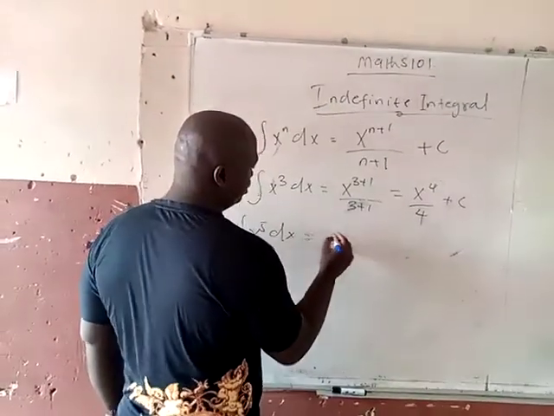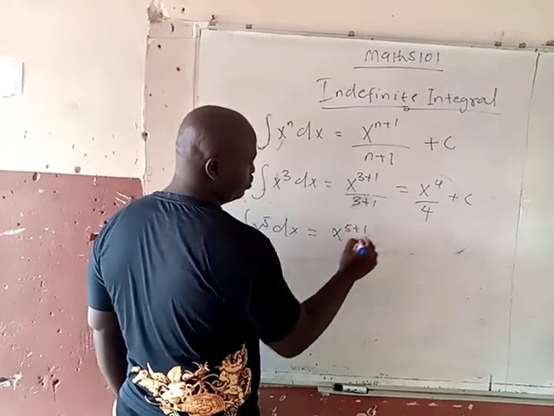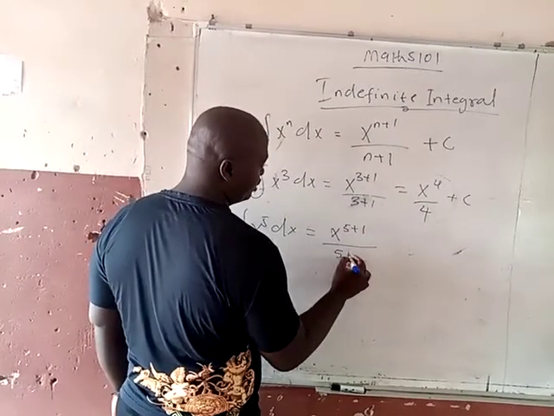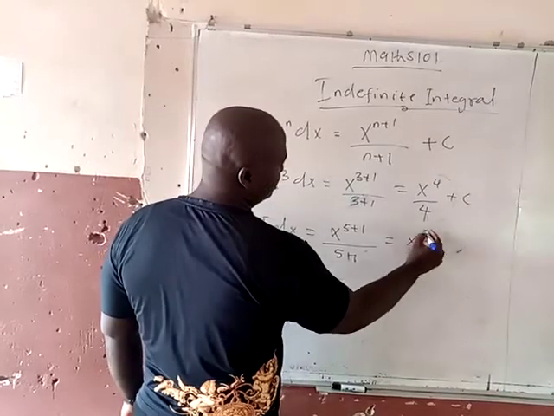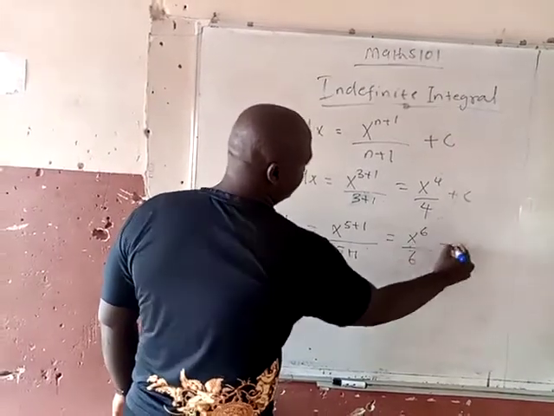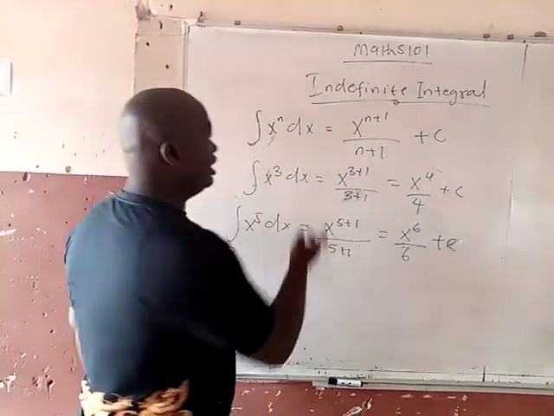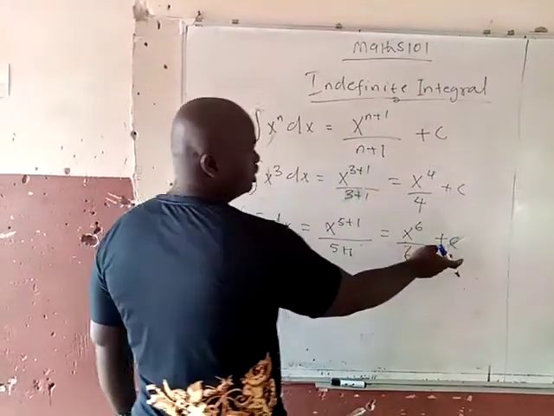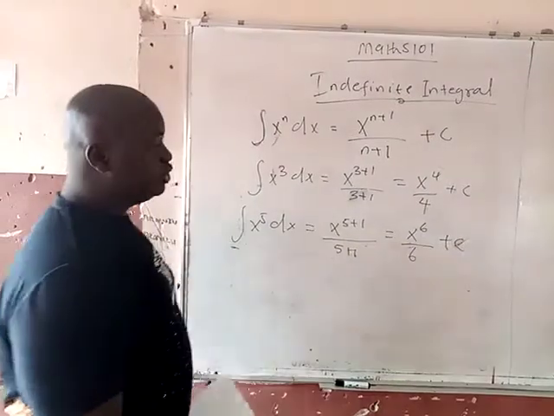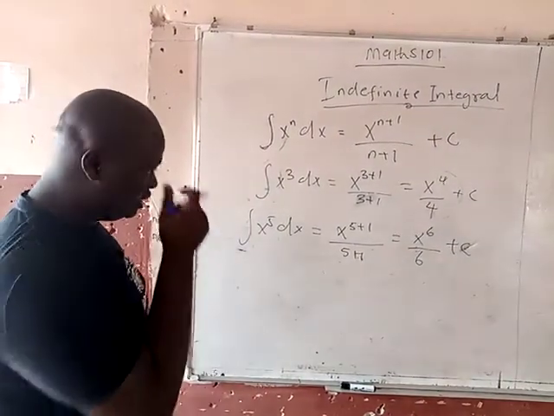And so if I give you the integral of x raised to the power of 5 dx, your answer should be what? x raised to the power of 5 plus 1 all over 5 plus 1, which is the same thing as x raised to the power of 6 divided by 6 plus what? C. Please note that under this indefinite integral, the constant c is always included. You have to include a constant.